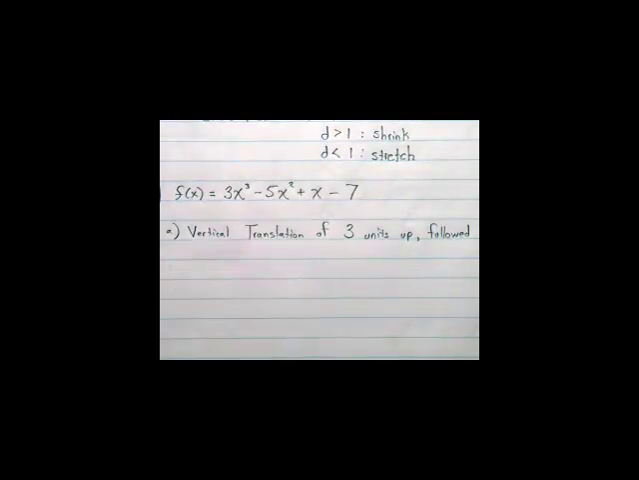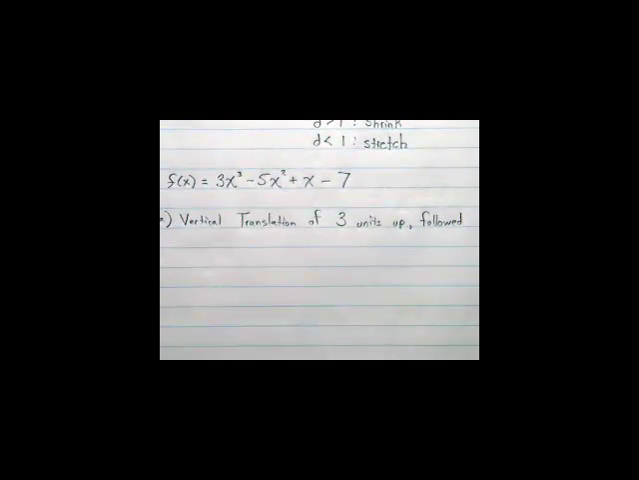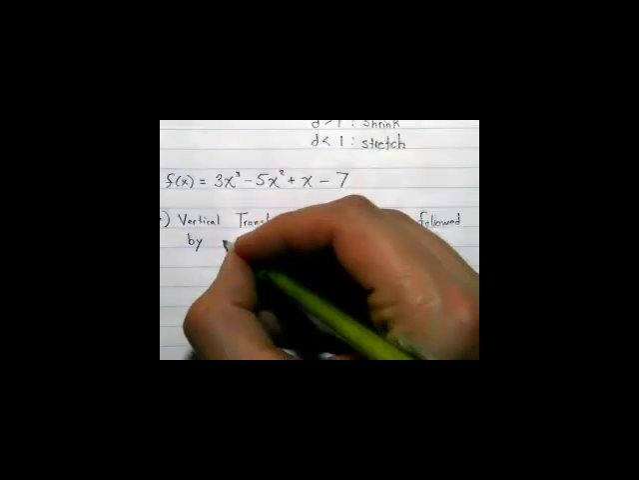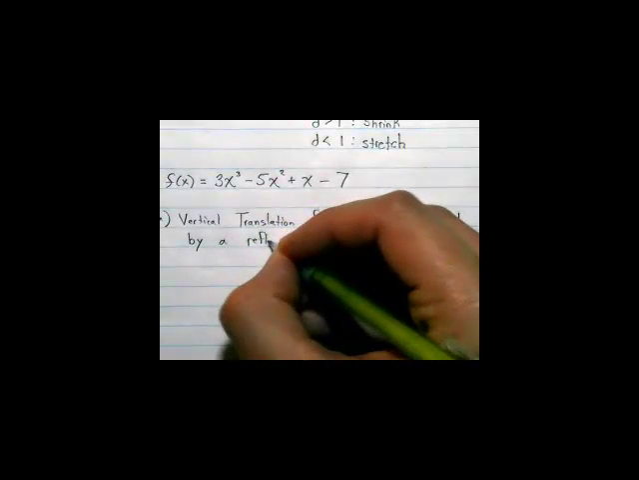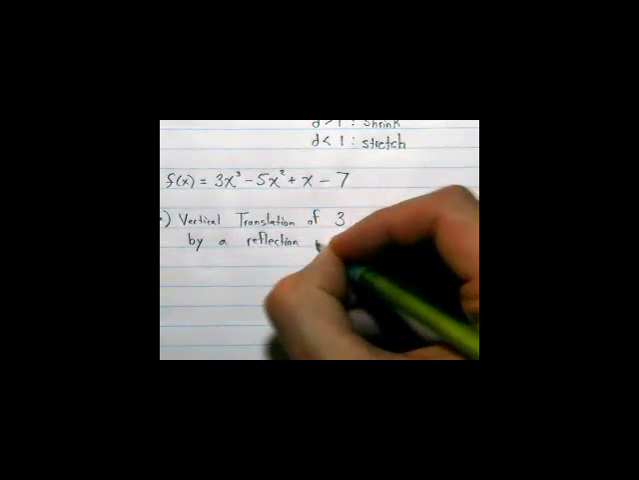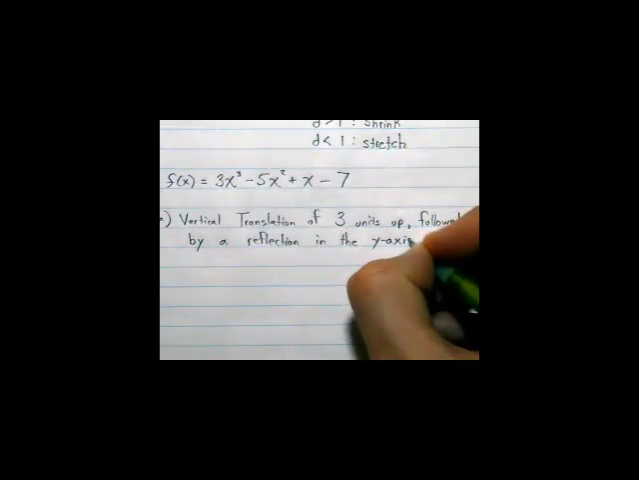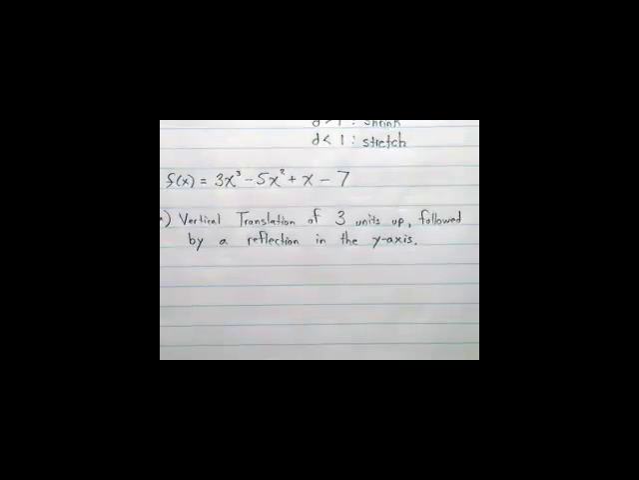Sorry if you can't see that. I'm going to ask several different ones for this. So vertical translation of 3 units up followed by a reflection in the y-axis. Okay, so we got 2 things we want to do to this in order. First we want to move it 3 up, then we want to reflect it in the y-axis.